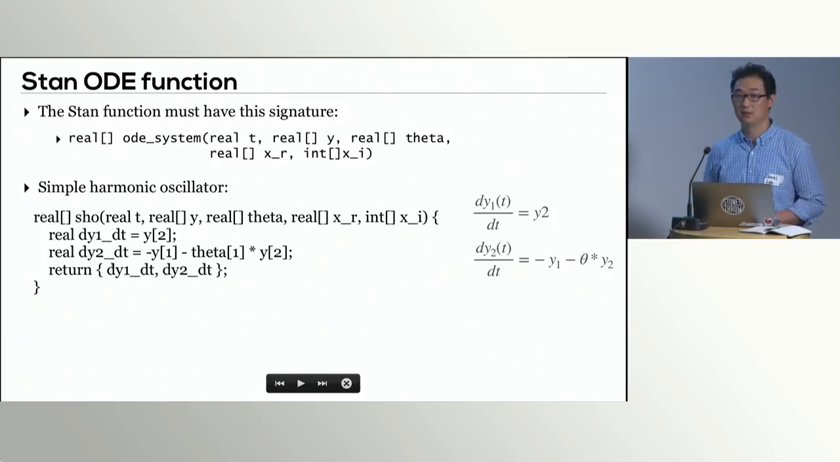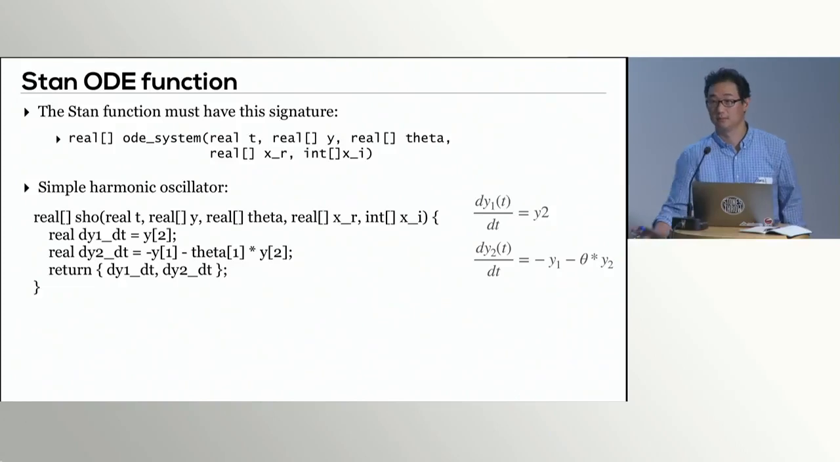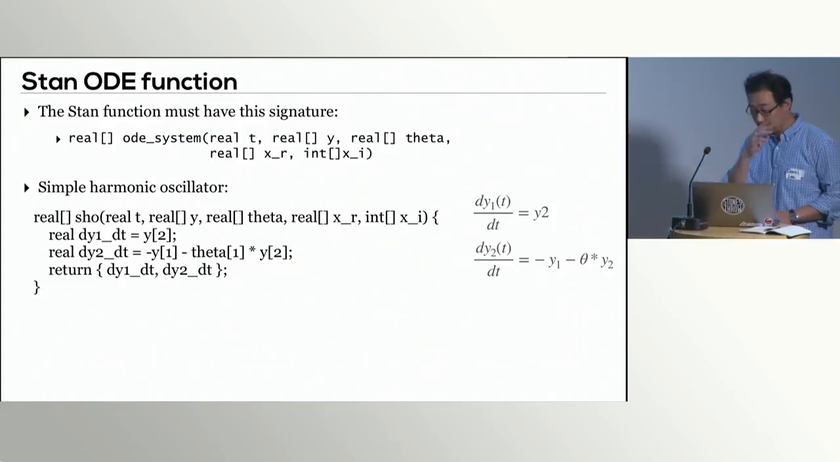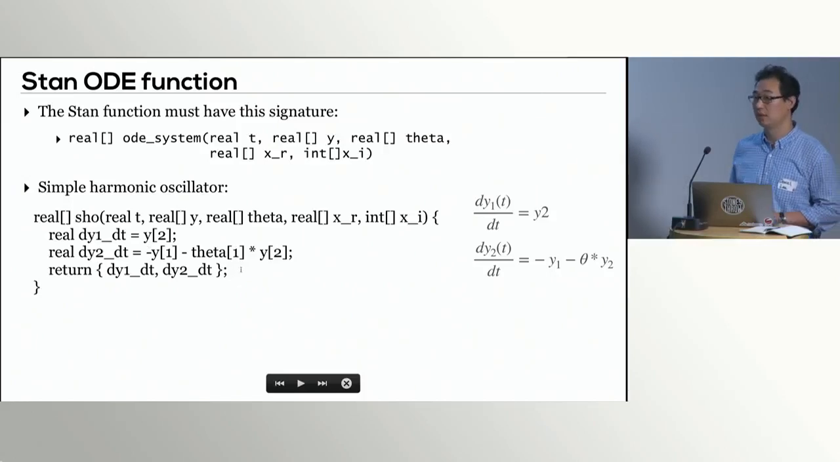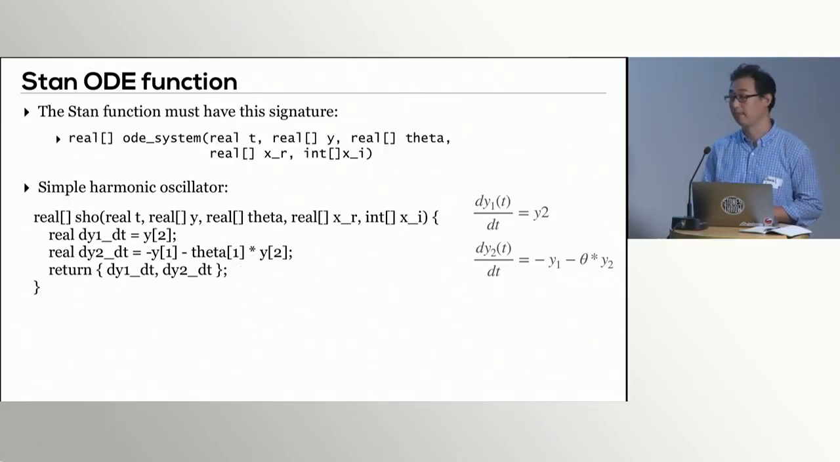So you can have as many states as you want, you just need to return back the derivatives of the states at that time, right? This here doesn't have any expression that involves t, but it can also have some expression that involves t. Yeah. Questions? No questions?